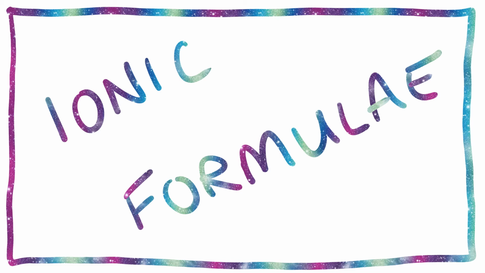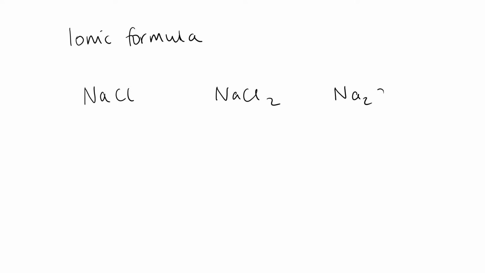This is just going to be a quick video going through how to deduce the ionic formulae of compounds. In chemistry, when we say ionic formula, we're referring to the formula of the compound. So for example, for sodium chloride, we'd be saying, is the ionic formula NaCl? Is it NaCl2, Na2Cl? And a variety of other numbers. It's working out which of those formulae would be correct.